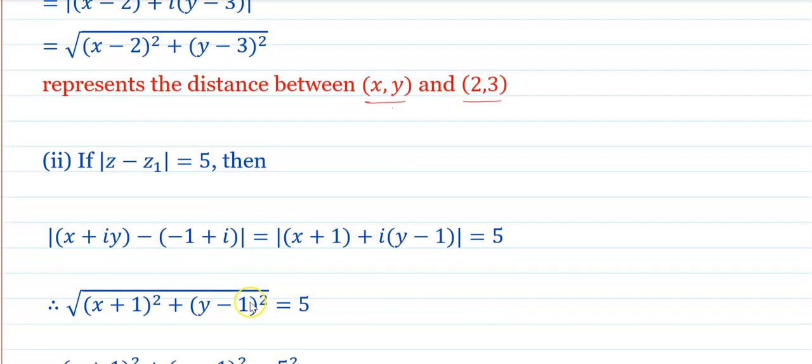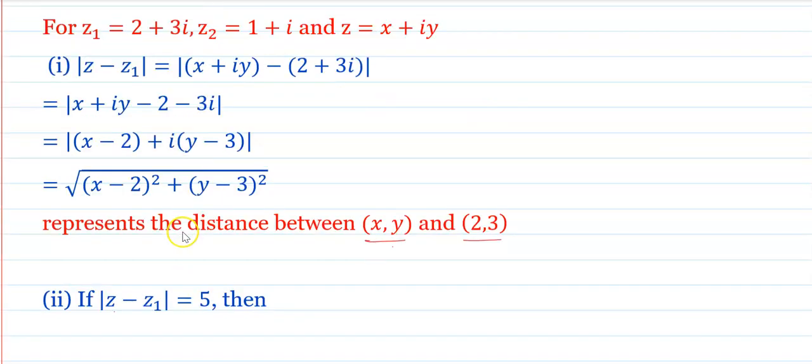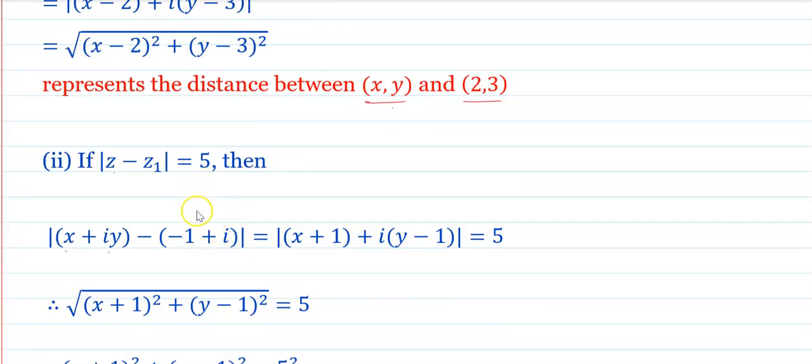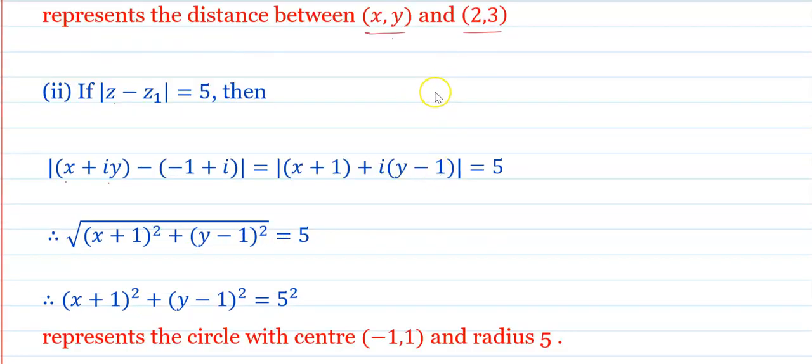Okay. Next, |z minus z1| is equal to 5. It means the distance between these 2 points is 5. Again, z is x plus iy and z1 we have to be given. What is the z1? Suppose z1 is minus 1 plus i. That is, here z1 is minus 1 plus i. Okay.